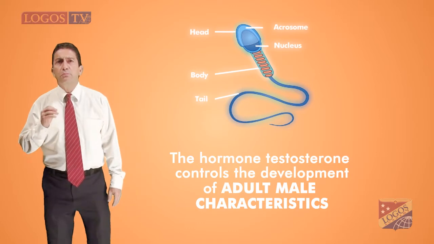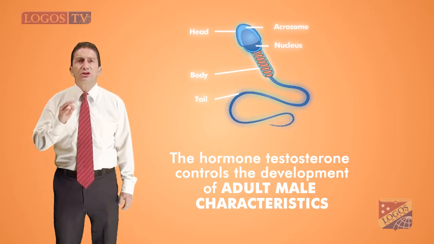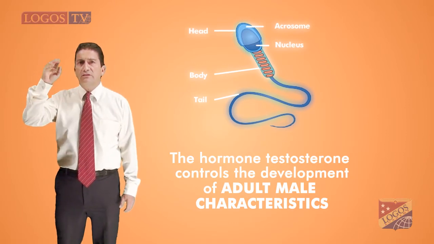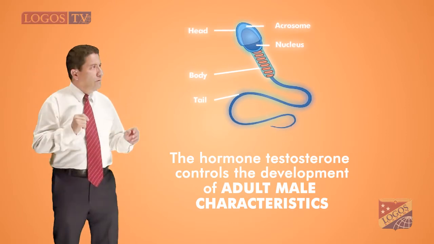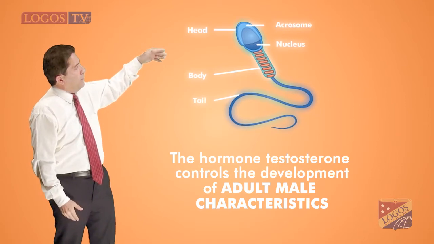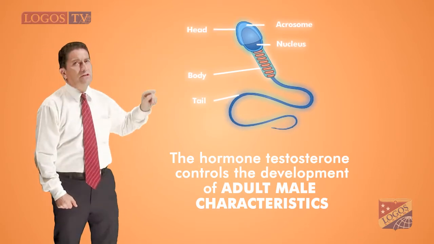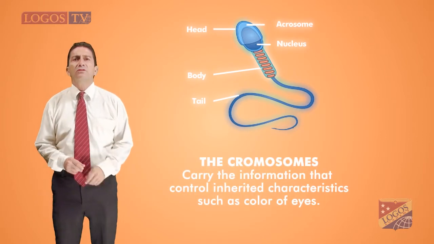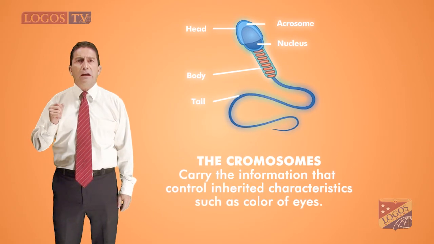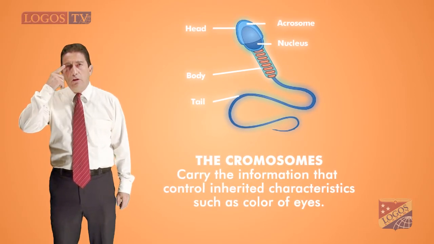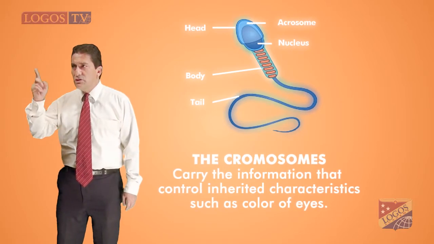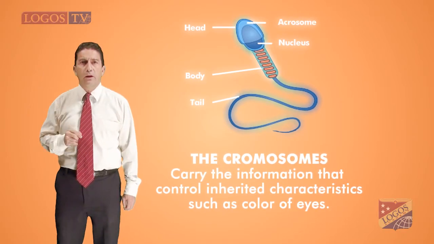Then I continue with the sperm. Each sperm has two parts: a head that contains the chromosomes and a long tail. You can see this picture. I have a sperm here, the head and the tail. The chromosomes carry the information that controls inherited characteristics, such as the color of the eyes, and the tail helps the sperm swim in the fluid.